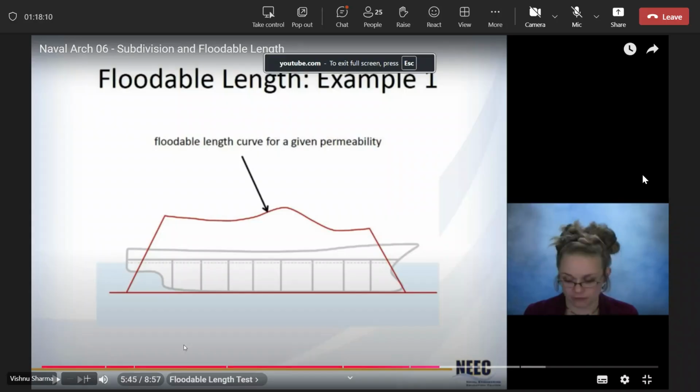One second, guys. Okay, I'll not be able to show it here. Can you see the pointer on the screen, guys? Can you see the cursor?